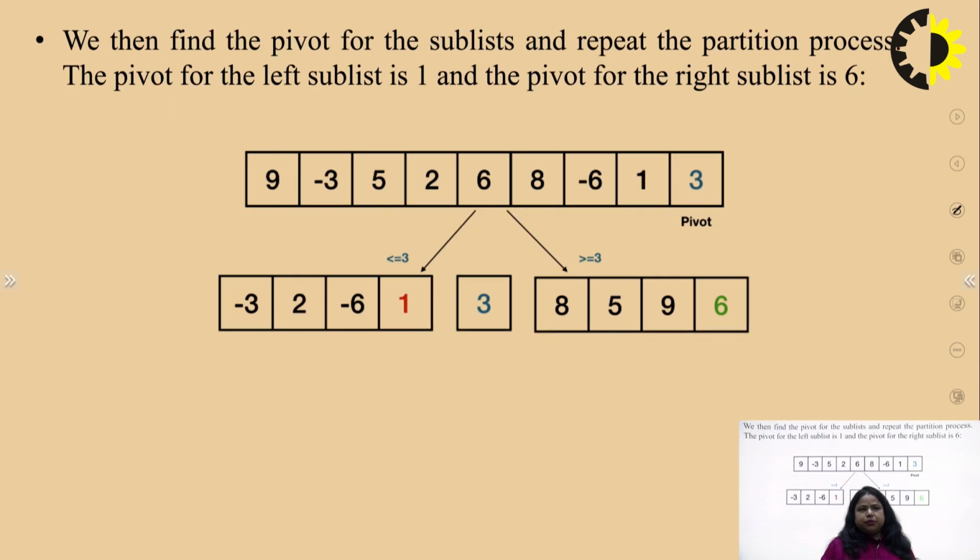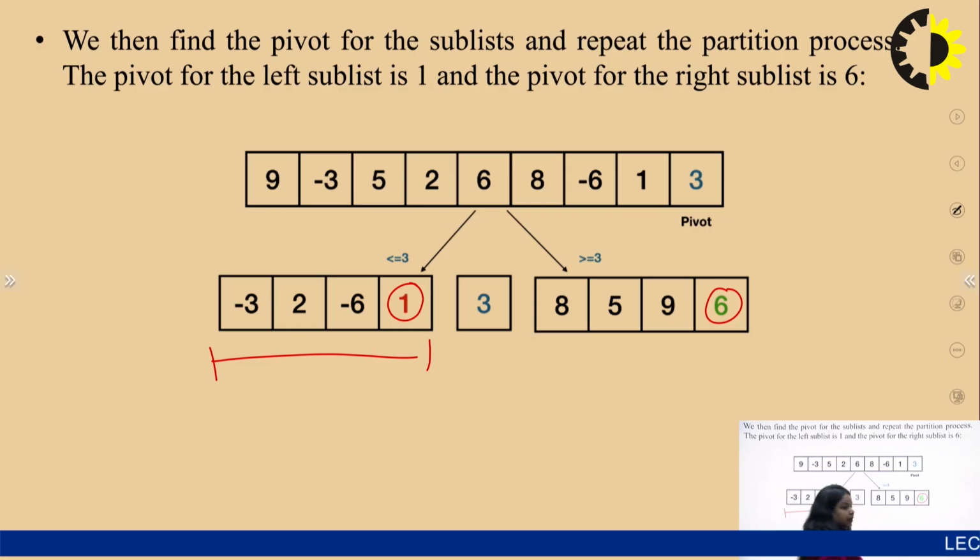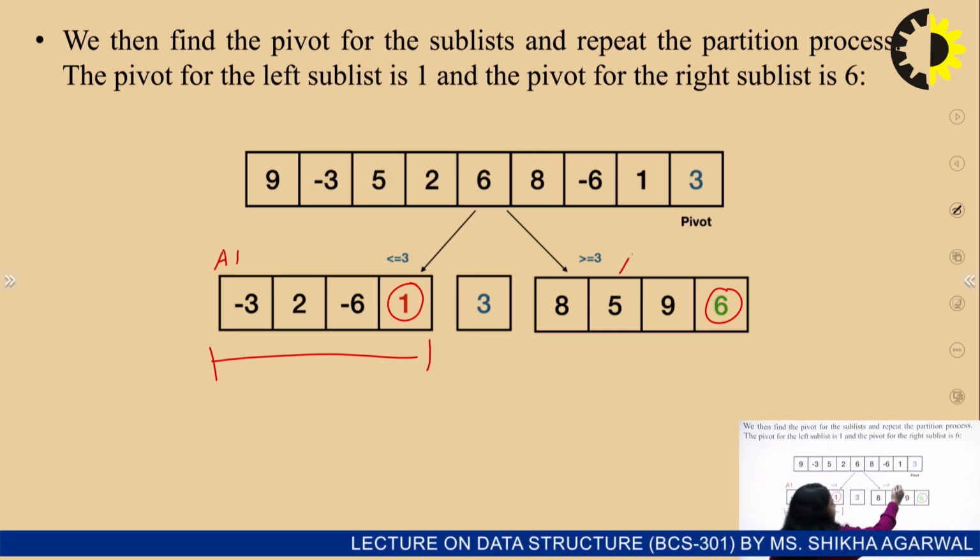Then, after we find the pivot element, we have to find the pivot elements of the sub lists, and again that partition process is repeated on the two sub lists. So suppose on the left side, again let's assume the last element as a pivot element. Then in the left sub list we find that 1 is the pivot element, and similarly in the second sub list we find 6 as the pivot element. Now after generating these, let's say this array is named A1 and this array A2.